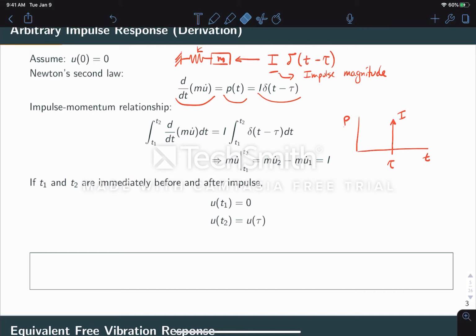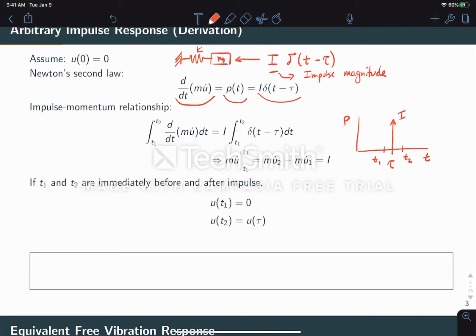All right, and I'm going to define time t1 as the time right before this, almost instantaneously before, and the time instantaneously after the impulse is t2. So we integrate both sides. On the left side, it's pretty easy. The integral cancels out the differentiation, and we just get the change in momentum from time t1 to t2.